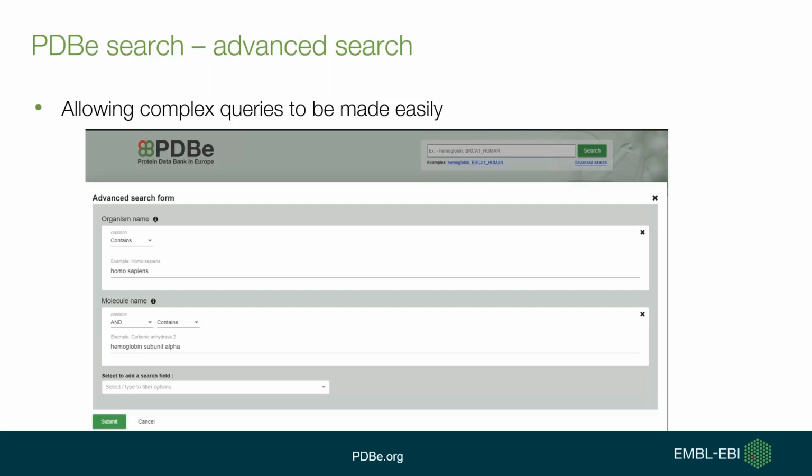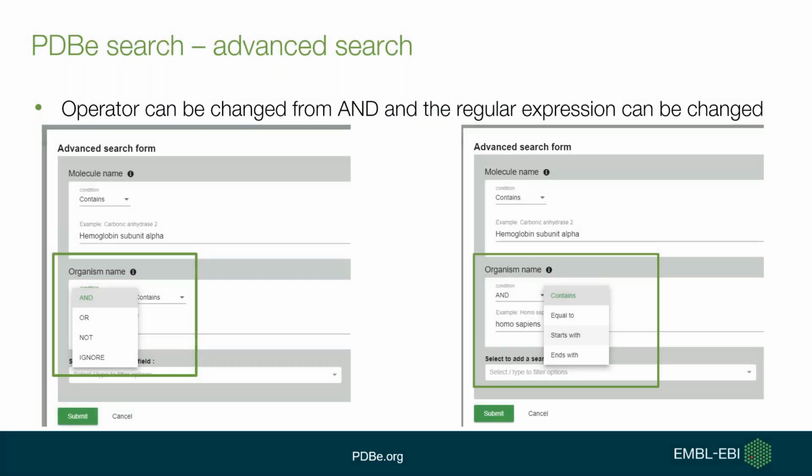And then you can build up additional search parameters. So here I've done Homo sapiens and hemoglobin subunit alpha. But we can change these ANDs into different operators. So we can do AND, OR, NOT, IGNORE. And we can change the matching from contains to equals, starts with, ends with, to allow us to build more complicated queries.